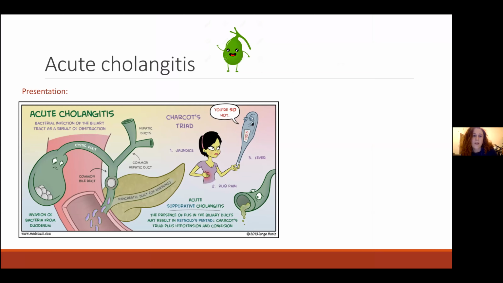there's something called Charcot's triad, which is a triad of jaundice, right upper quadrant pain, and fever. Okay, and then if you have hypotension and confusion along with this, it's called Reynolds' pentad.